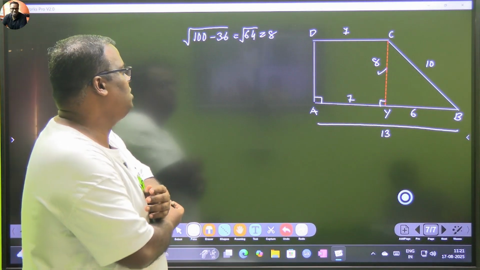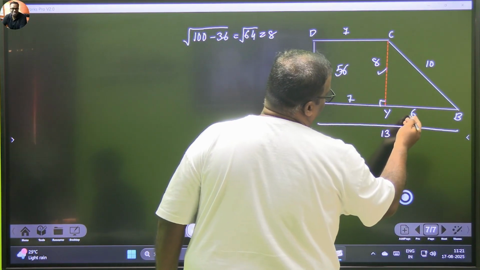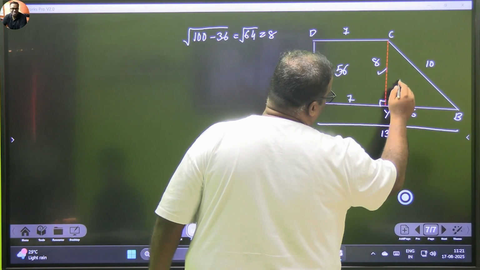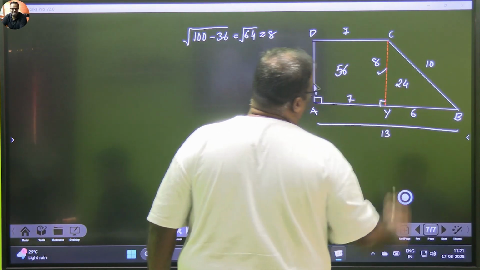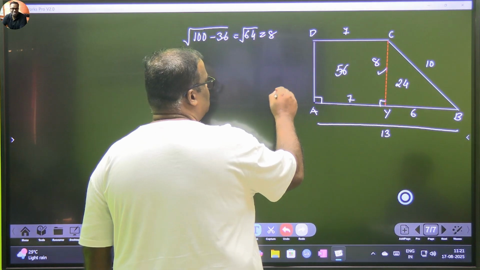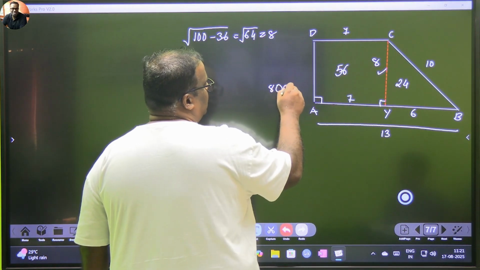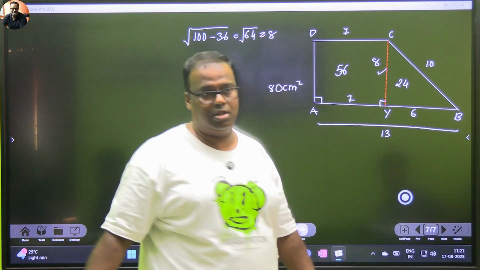Yes, Anay, as you were saying, this is a rectangle. So this portion becomes 56 and this is half into 6 into 8, which is 24. So if you add all of them, it becomes 6 plus 4, 10, 0, 1 carryover, 1 and 2, 3, 3 and 5, 8. 80 centimeters square should be your answer.